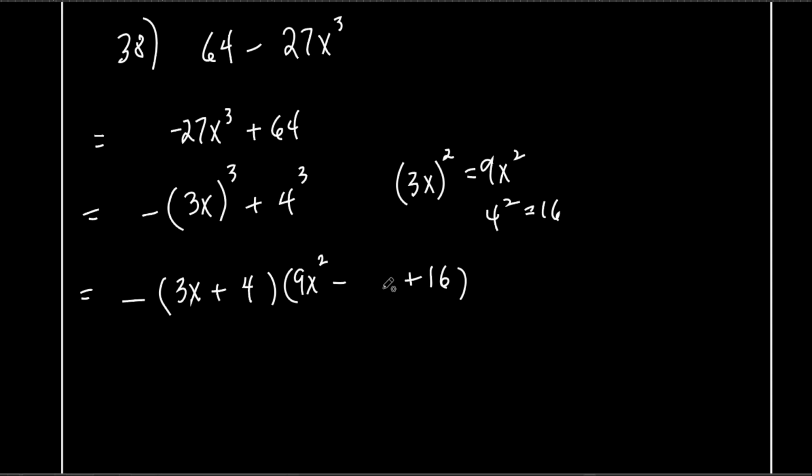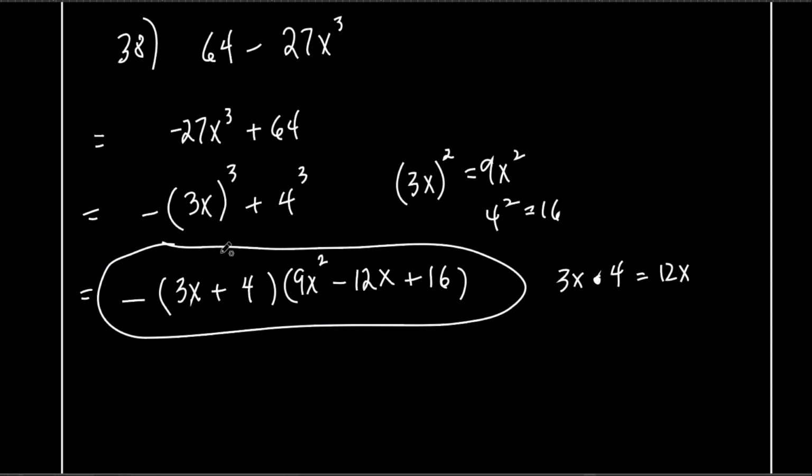How do I find what goes in the middle? That's AB, isn't it? So what was the A? 3x. What was the B? A 4. Multiply those together. What do I get? 12x. That's right. So that's what I put right here. I put 12x right here. And you're finished. Keep that negative out in front. And that's how you do it.